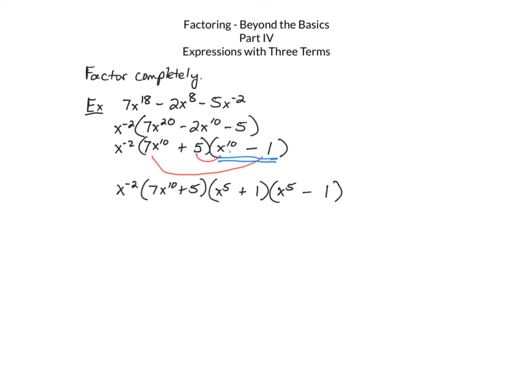Now, x to the 5th is not a perfect square, nor is it a perfect cube, so I can't continue factoring using our basic strategies, or the strategies that we've been talking about. So this one is complete. Notice how nice this one was. We had a common factor first, then we used our trinomial factoring strategies, and then we used the difference of two squares.